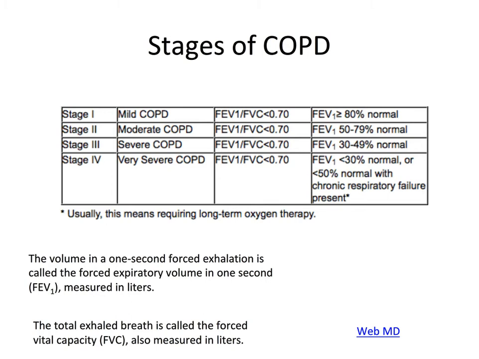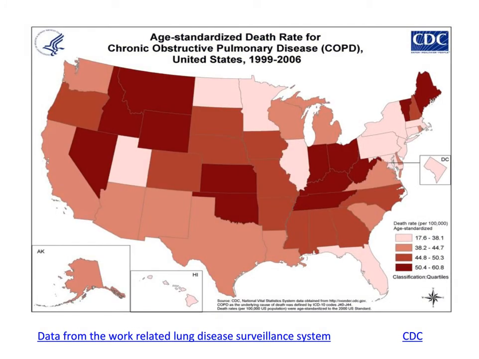This is the same idea with exhalation force. How hard and how consistently you can blow air out is a measure of your COPD stage. This CDC map shows that, along with other chronic conditions that we've talked about, Kentucky has a higher than average age standardized death rate for COPD. You can click on the links at the bottom to learn more about this, including the work-related lung disease surveillance system.